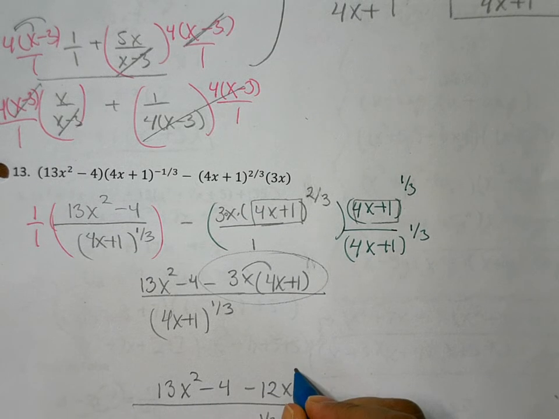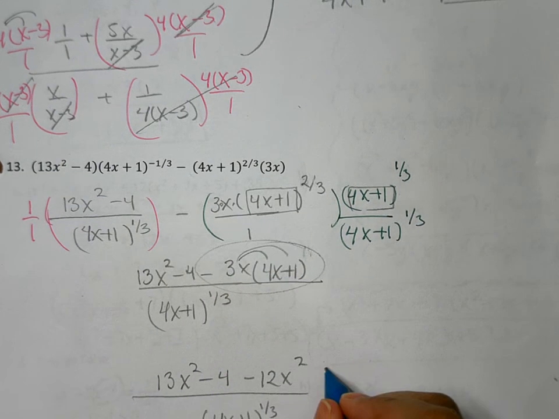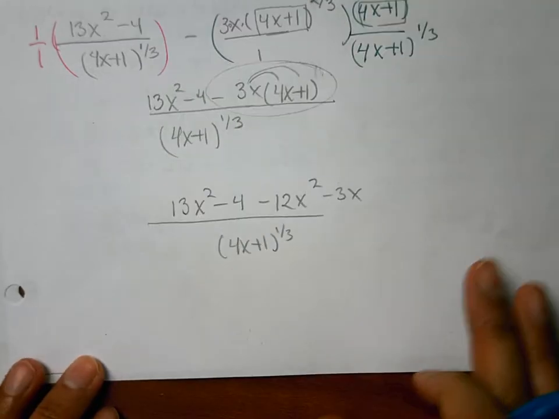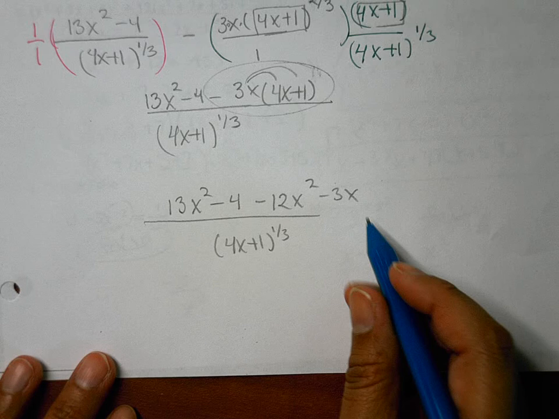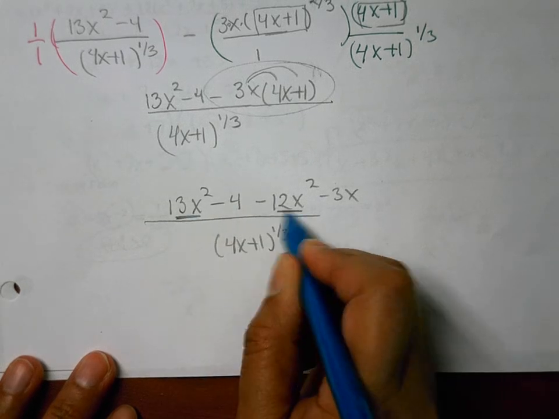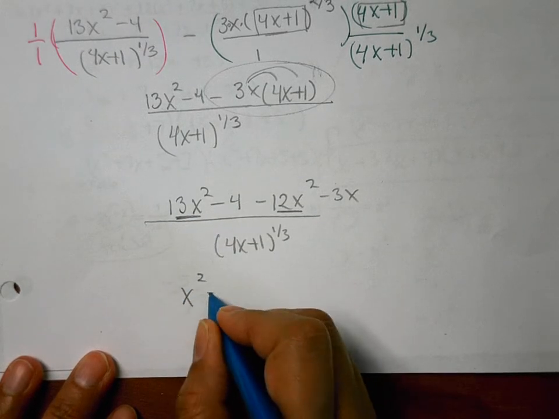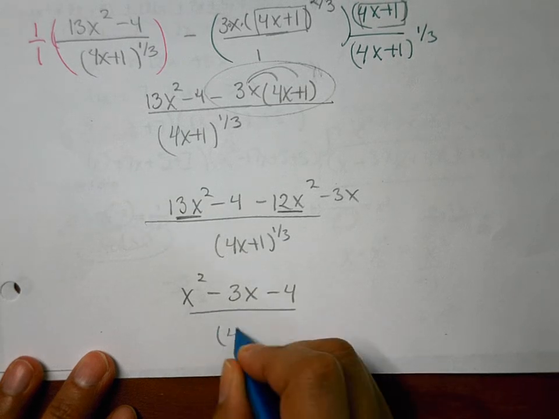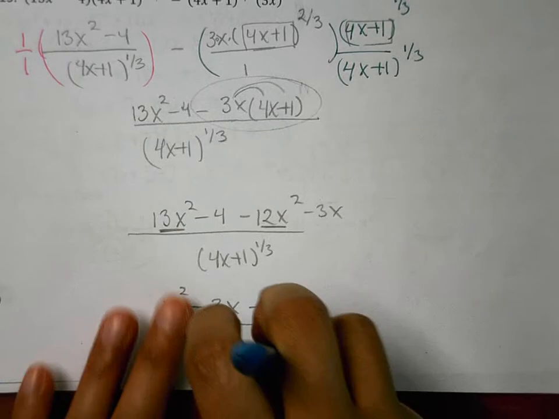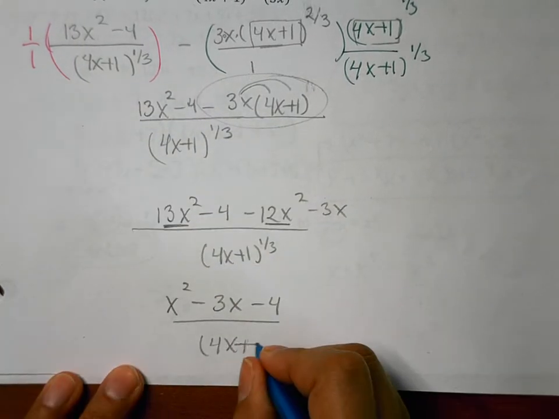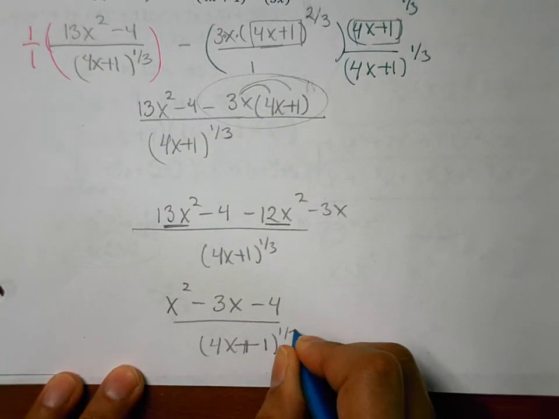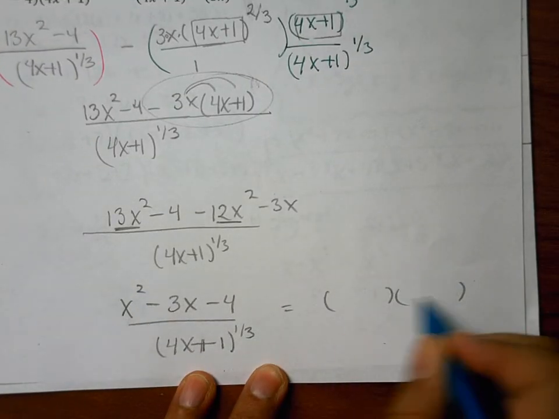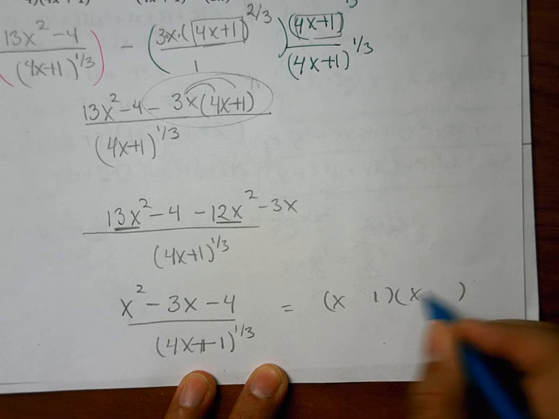Oh. Distribute the what? Okay, so that's negative 12x squared yeah. and then minus 3x. And now we combine like terms and see what can be done. Okay. You guys are telling me that becomes x squared yeah, minus 3x minus 4 all over 4x plus 1 raised to the, can you factor the top?